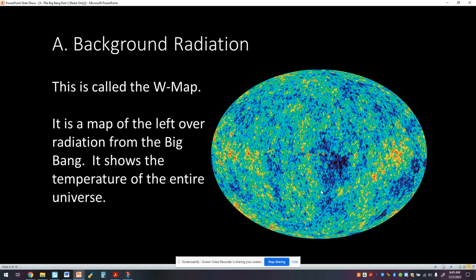So this here is called the WMAP. It's a map of all the leftover radiation showing clusters and temperatures of the entire universe. We have pockets where it is cooling, and we theorize that those could be like black holes. We have pockets where the temperature is still high, so it's still cooling. So again, they've been able to track sort of heat temperatures throughout the universe and come up with this map here.